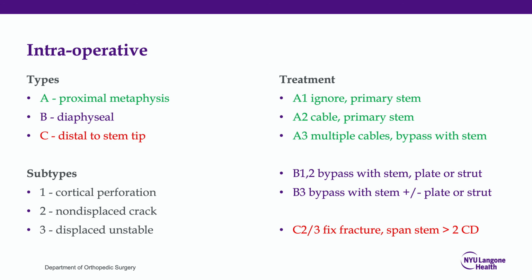B3 fractures are displaced and unstable, and so these ones you're going to have to bypass with at least your stem, and then cable around it, and you may need a plate or a strut to address them as well. And then you've got your C2 and C3 fractures, and these are either non-displaced or displaced unstable fractures, distal to the stem, and these ones are going to require internal fixation. You basically have to fix the fracture and then span your stem by at least 2 cortical diameters.